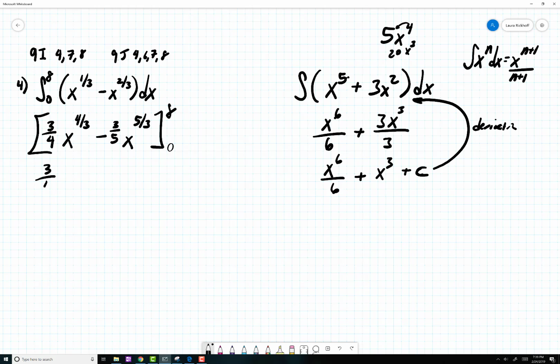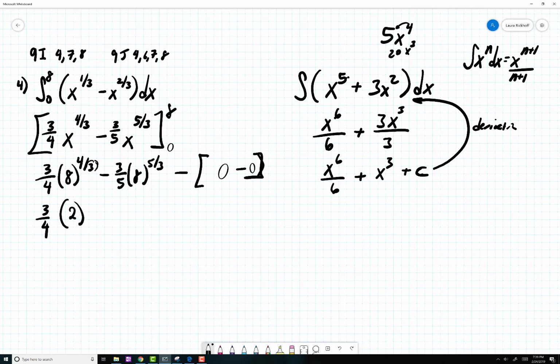So we're going to plug in the 8 first, plug in that upper limit first, and subtract what we get when we plug in the lower limit, but that's just going to be 0 in this case. I'm not too scared of that. And then you get to deal with this little blast from the past, 8 to the 4/3. It's the cube root of 8 to the 4th.